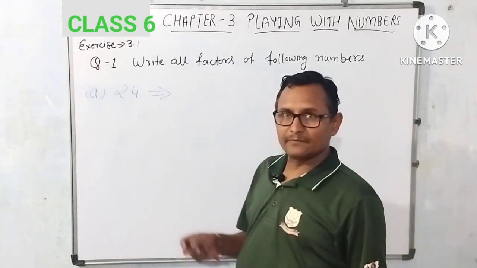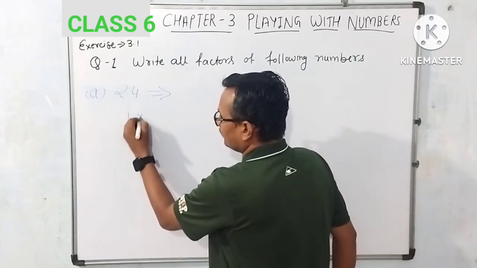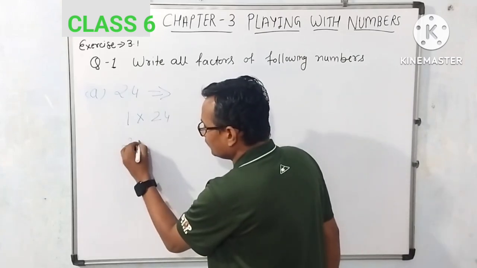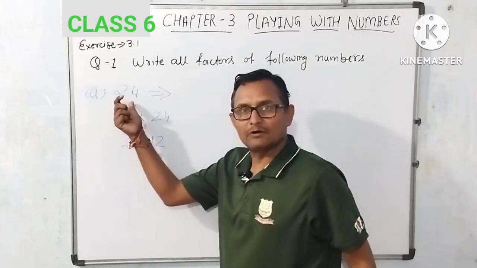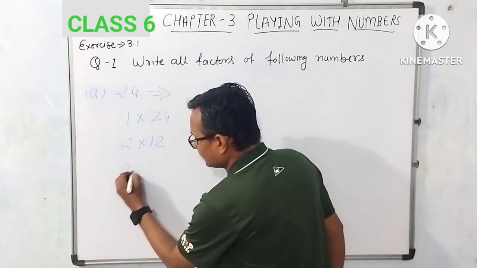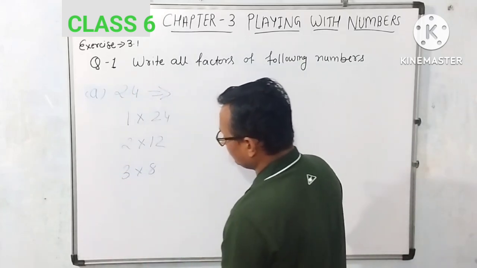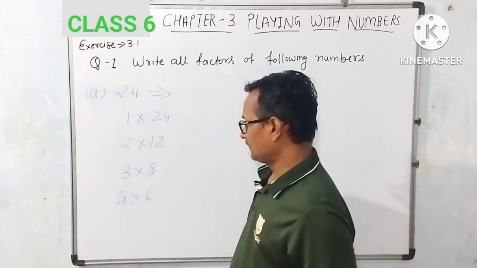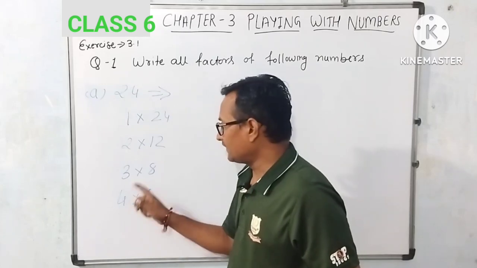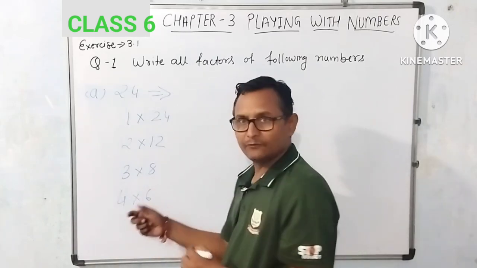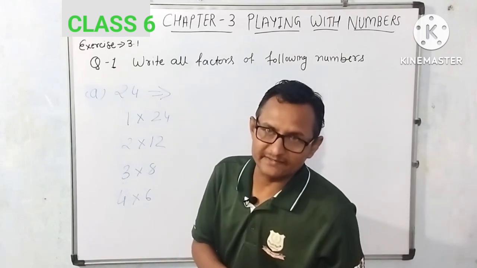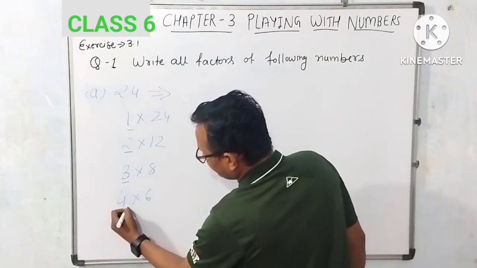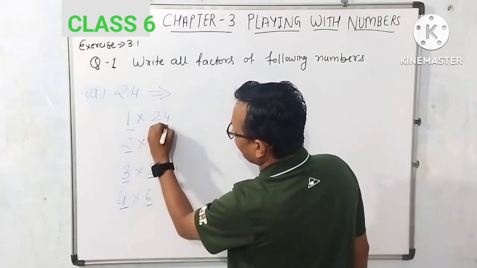We have to start multiplying by 1. So we can write 1 into 24 equals 24. Now 2 into 12 is also equal to 24. 3 8s are 24. 4 6s are 24. 8 3s are 24. But here it has been repeated. 3 8s are 24; if I write 8 3s are 24, the meaning will be the same. So friends, here the factors are 1, 2, 3, 4, 6, 8, 12 and 24.